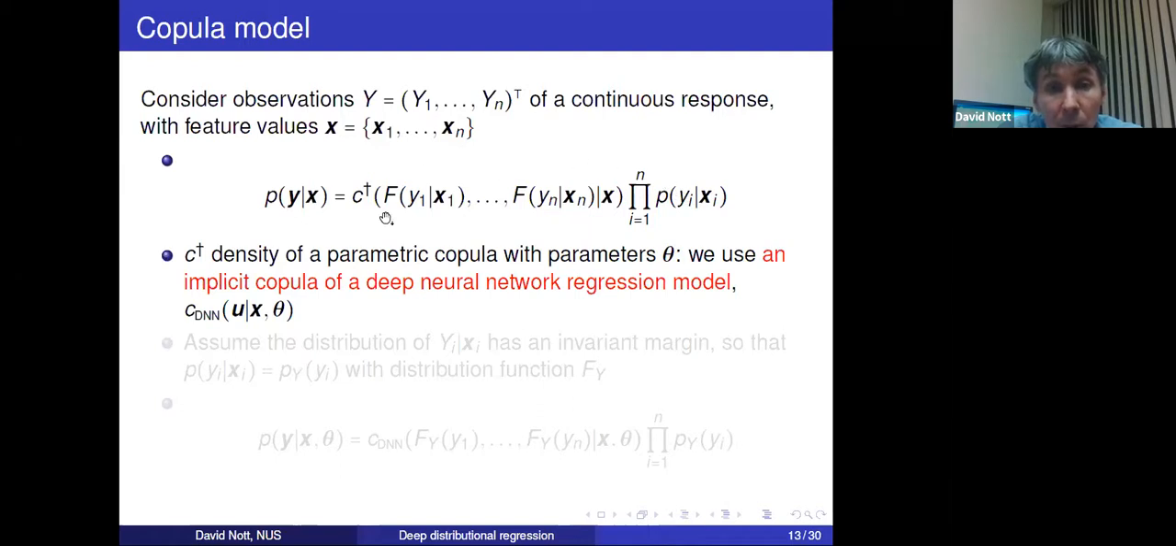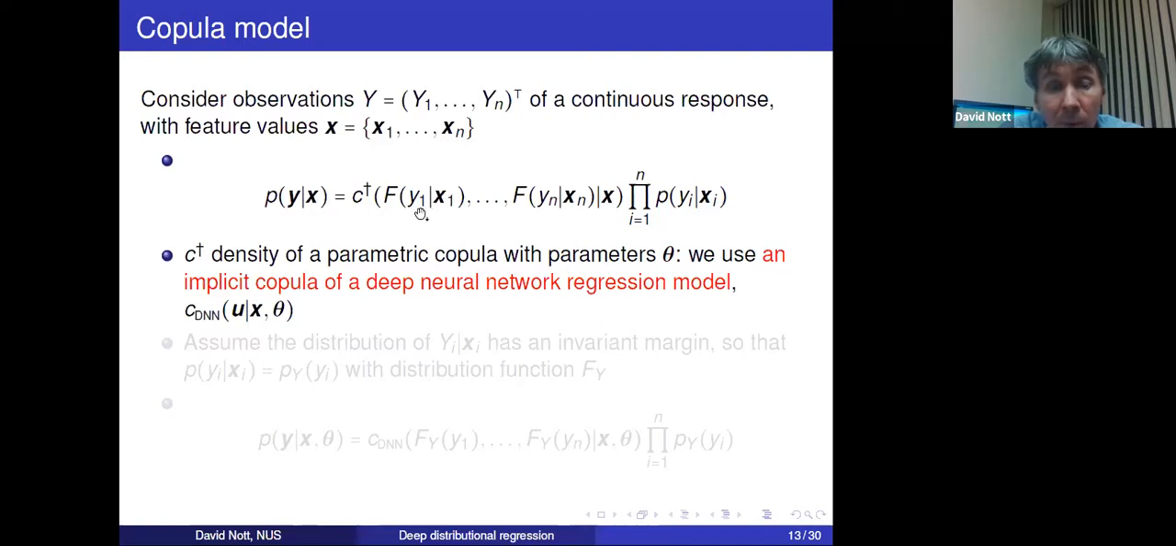So in this expression on the right-hand side, f of yi given xi, that's the marginal distribution for the ith response given the ith feature vector. p of yi given xi, that's the corresponding density function. And this function, c dagger here, this is the density of a copula, okay? And we're going to specify the density of our copula as the implicit copula of a deep neural network regression model.